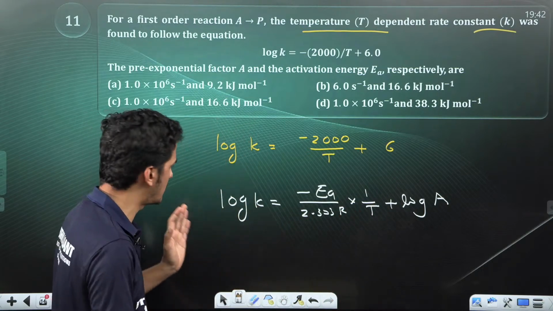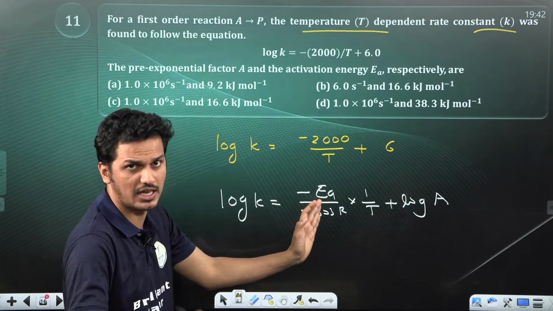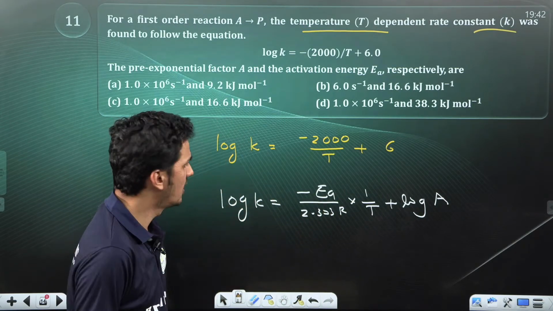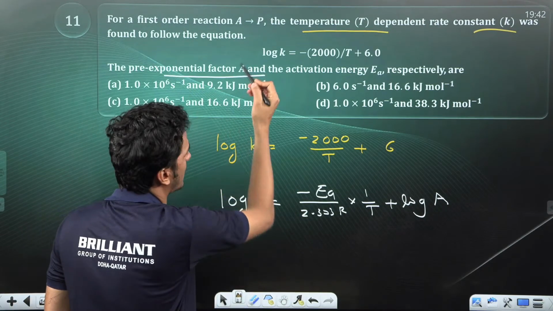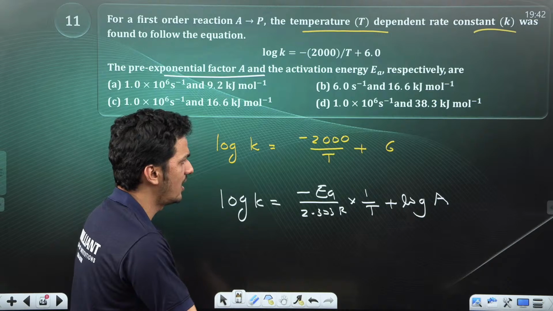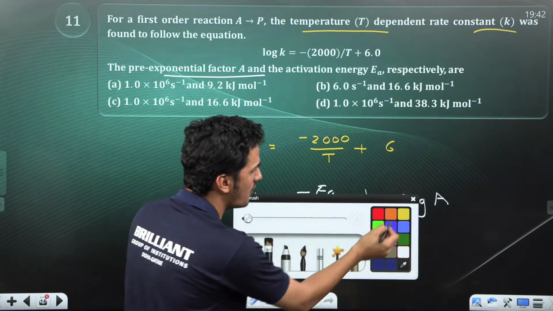Okay, this is the logarithmic form of the Arrhenius equation. Now we just want to compare it. They are asking about the pre-exponential factor A. So we can compare this one, guys. How can we compare it?